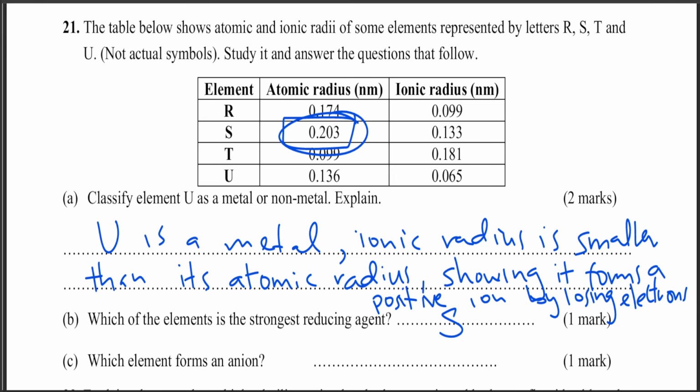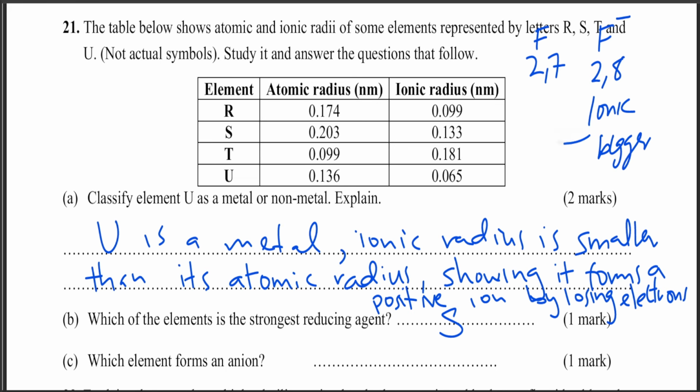Next, which element forms an anion? An anion is the one that gains electrons. In short, the one whose ionic radius is larger than its atomic radius will form an anion. So the one that gains electrons is going to have a larger ionic radius compared to its atomic radius. Let's say, for example, fluorine. Fluorine is 27 and the fluoride ion again will be 28. But do you believe that its ionic radius is bigger? It's going to be bigger than the atomic radius.